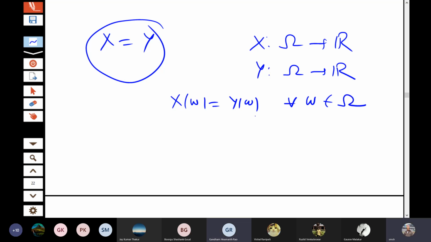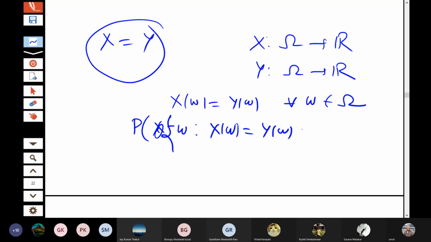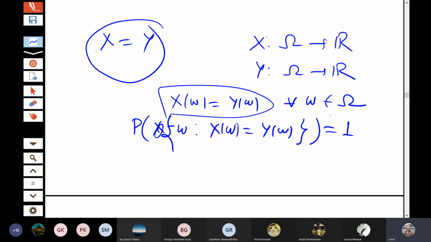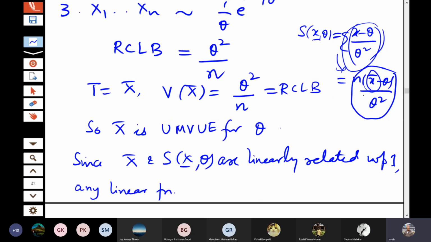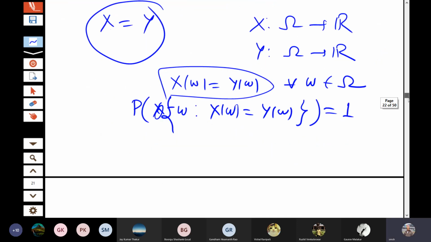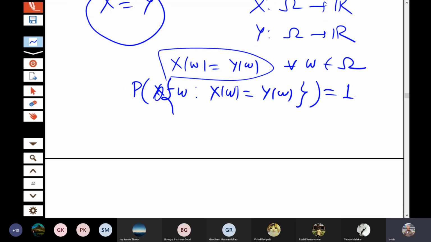But in the case of random variables, we need not have pointwise equivalence. It is enough if we consider the probability of the set to be equal to 1. That is enough for us. Pointwise equivalence is not required because that is much more stringent. So here, what we are able to obtain is that x bar is some linear function, so the two are equal. Therefore, I can easily make the statement that they are linearly related with probability 1.